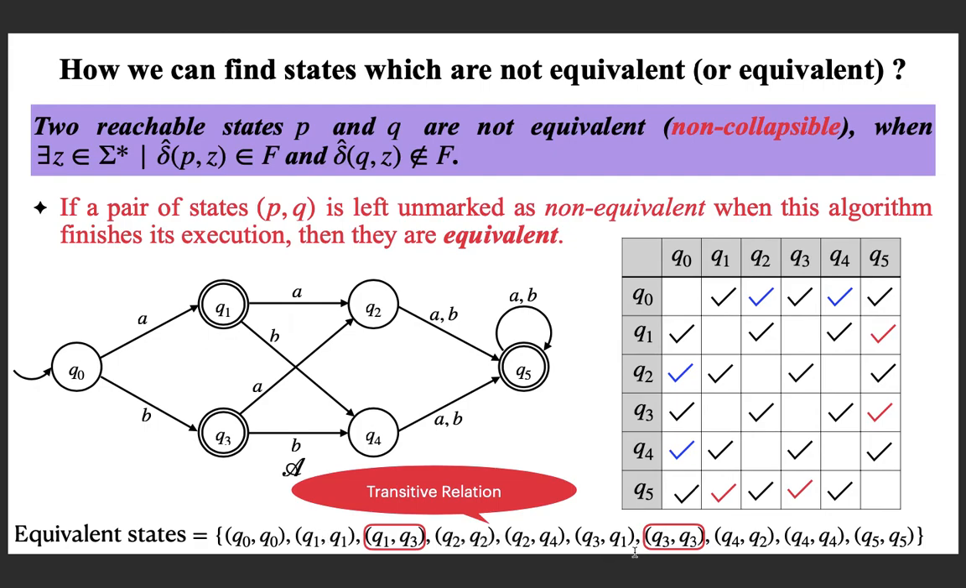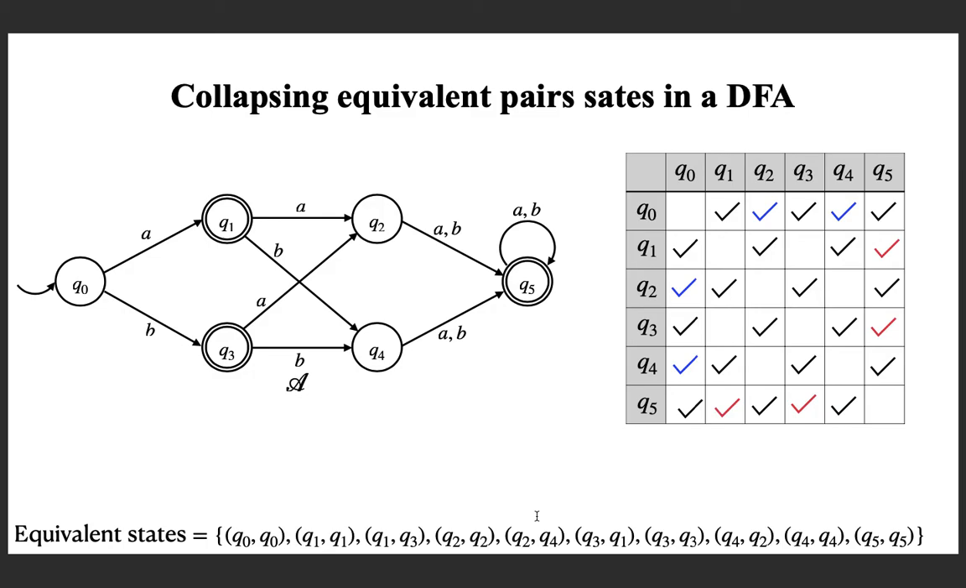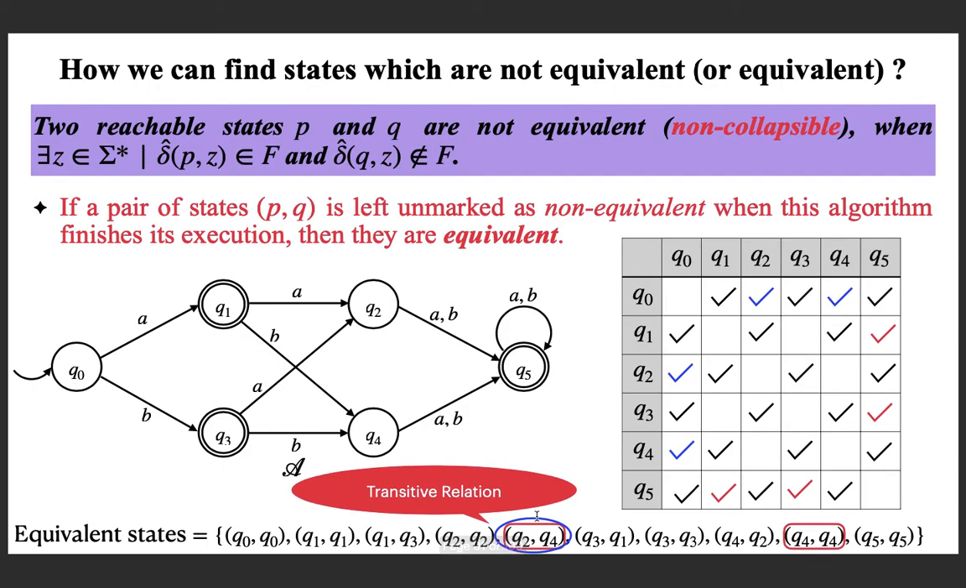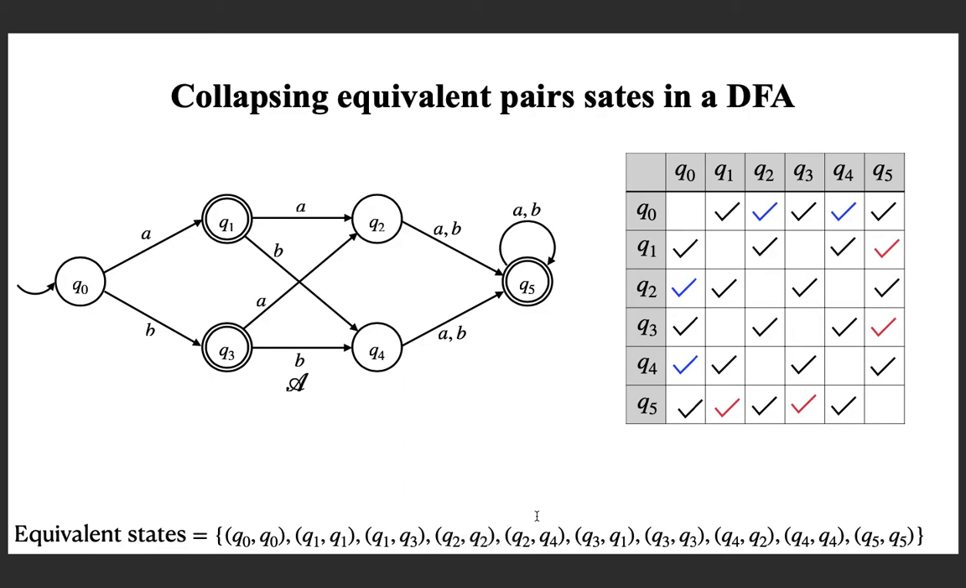Q1, Q3 and Q3, Q3 require Q1, Q3, which is there. Q2, Q2 and Q2, Q4 require Q2, Q4, which is there. Q2, Q4 and Q4, Q2 require Q2, Q2, which is there. And the last pair, Q2, Q4 and Q4, Q4, require Q2, Q4, which is this itself. So it is transitive also. So you can see that the relation we found between two states is in fact an equivalence relation. We will formalize it later, and that's it.